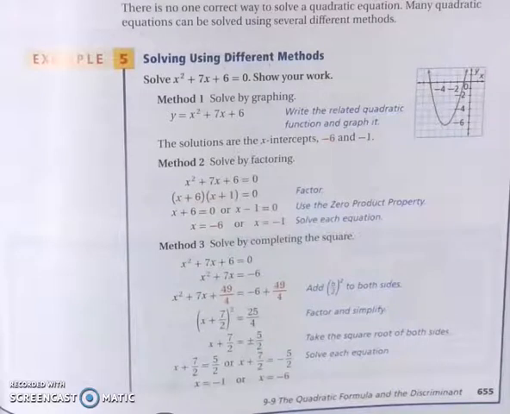This is called solving using different methods. So there is no one correct way to solve a quadratic equation. You guys have learned lots of different methods, okay? And many quadratic equations can be solved using several different methods. So sometimes it's just a matter of what you prefer. Remember, the quadratic formula works for all quadratic equations.